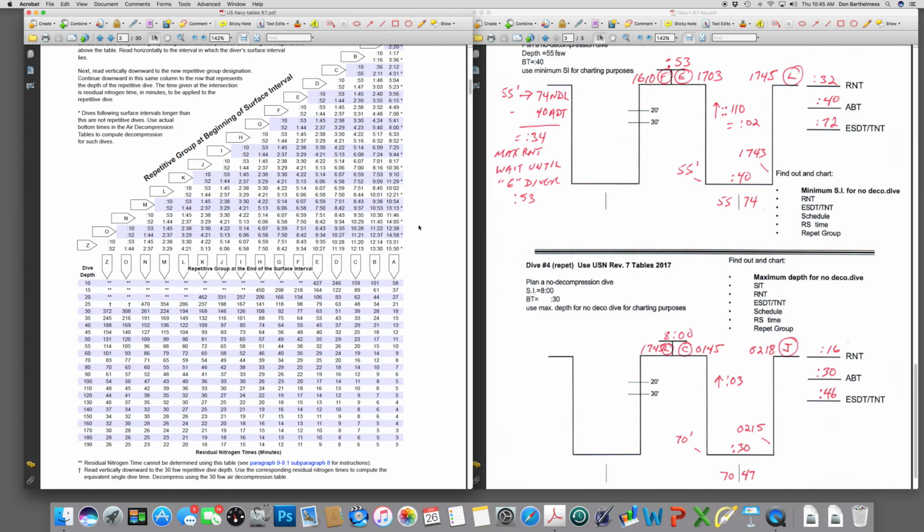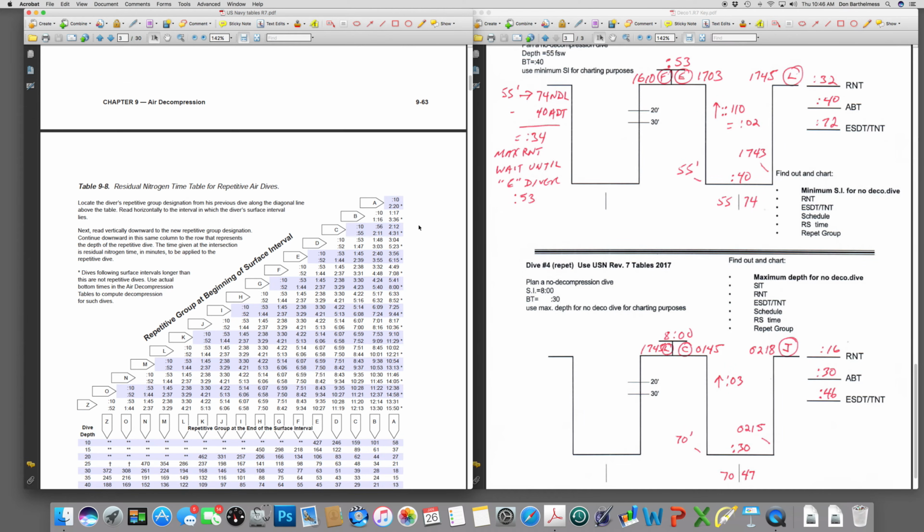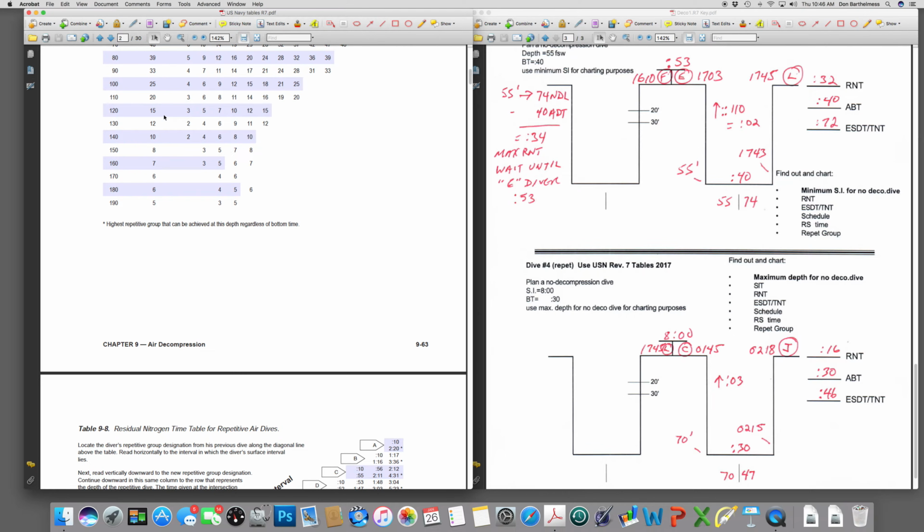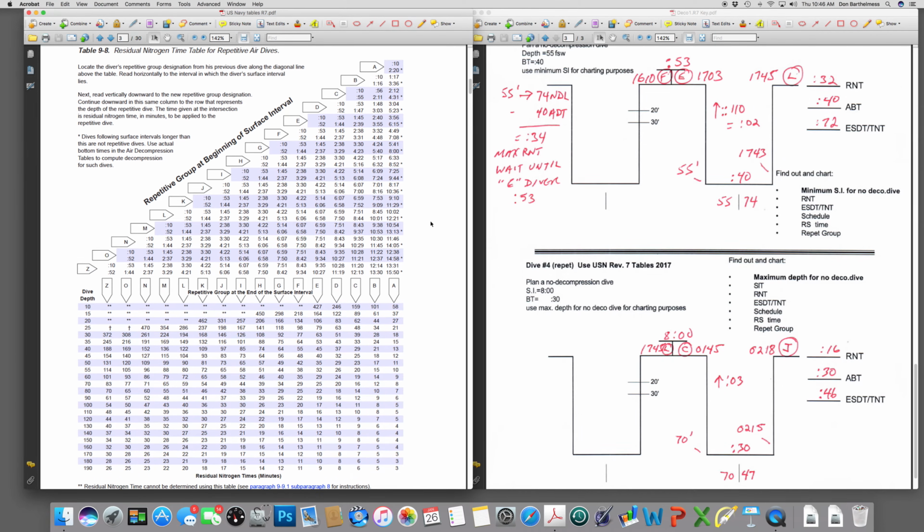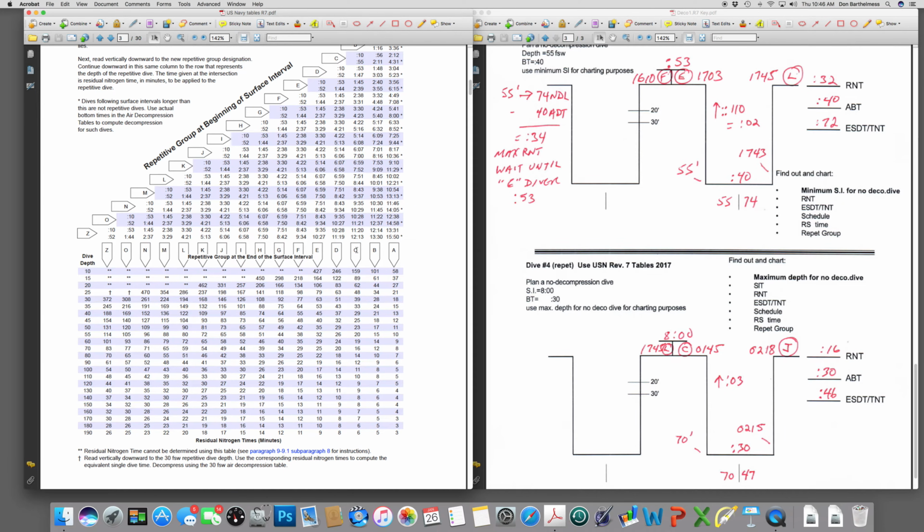Let's go to 80 feet and check this. 80 feet, the no decompression limit is 39 minutes. 39 is the limit. I can't exceed 39 minutes when I add my actual and my residual. Well, how much residual is there at 80 feet? There's 14 minutes. 14 plus 30 actual is 44. That exceeds that 39 minutes. So 80, we can't go to 80 feet. We would be into a decompression stop dive. We want to keep this a no stop dive, so therefore 70 is our limit.